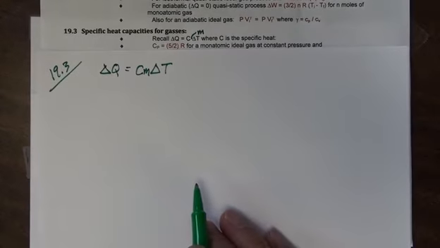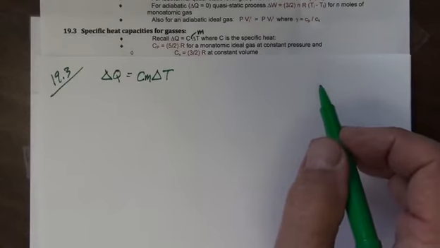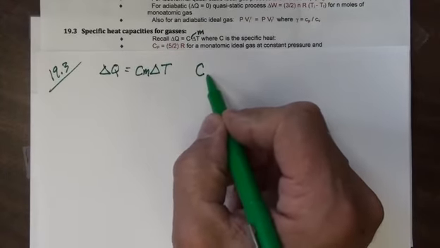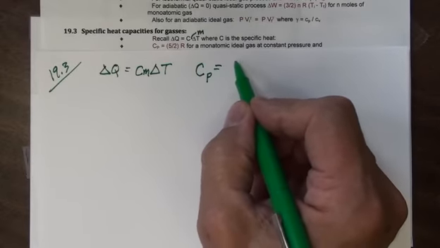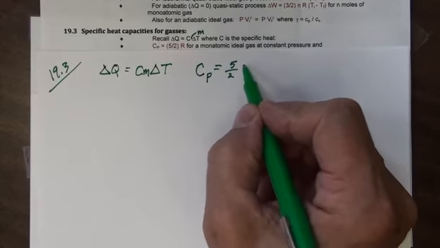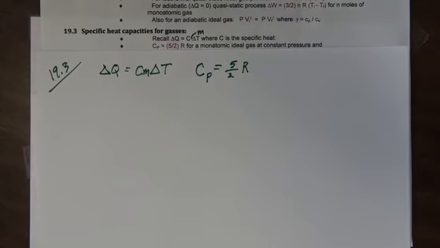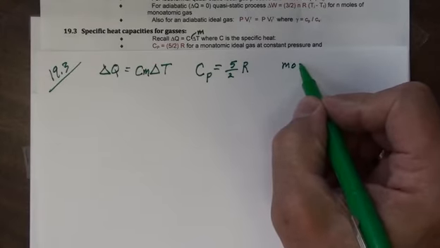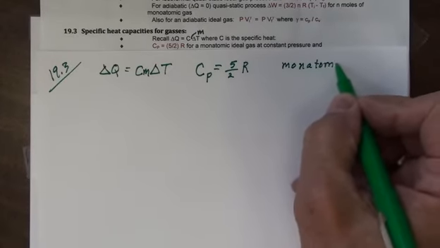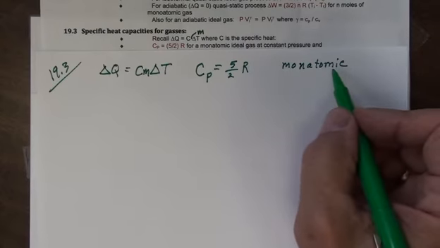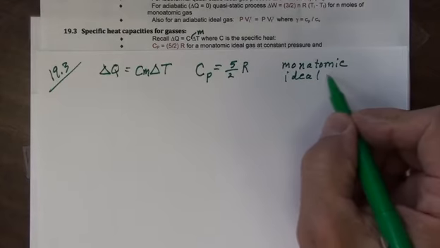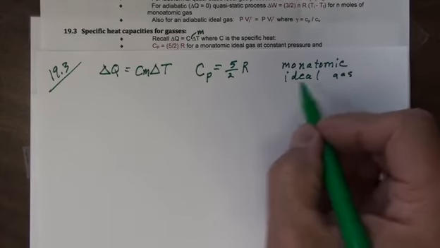And there are four cases that we like to discuss. The first of these is at constant pressure. And the C for constant pressure for an ideal gas is always 5/2 of R. And this can actually be derived. This is a monatomic gas, which means that there's a single atom, like a helium, ideal gas at constant pressure.